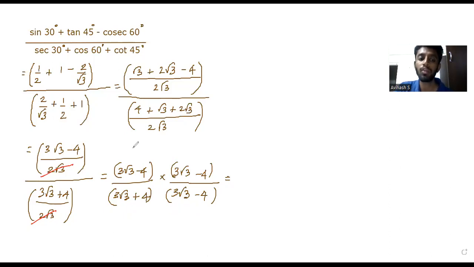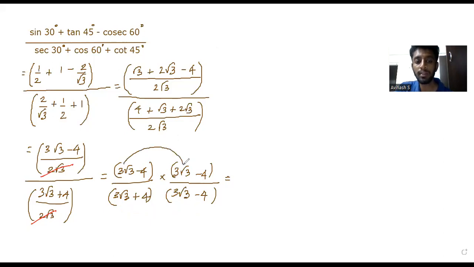So since the numerators look the same, you can see here 3 root 3 minus 4, 3 root 3 minus 4. So we can write them as 3 root 3 minus 4 the whole square. We can do that, and then apply the (a minus b) whole square formula. Or we can even just multiply and write them like that.